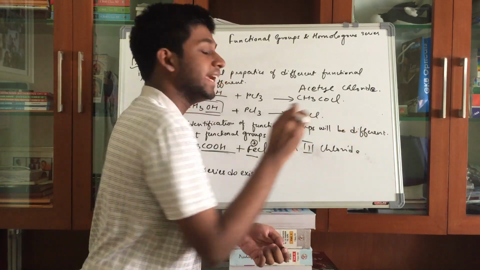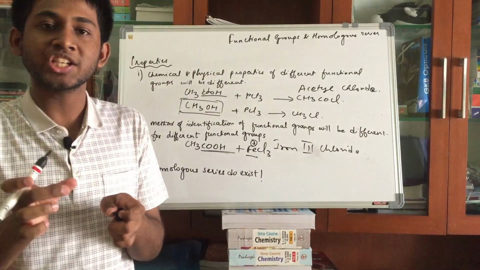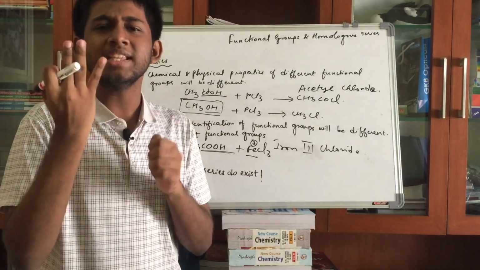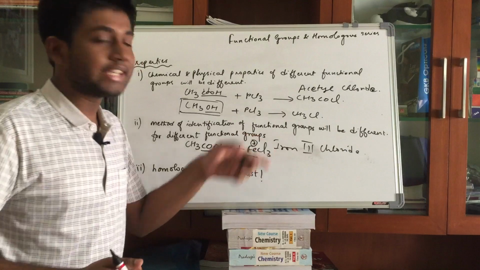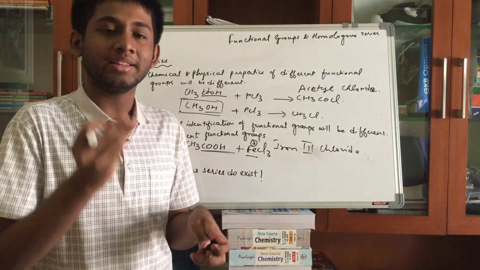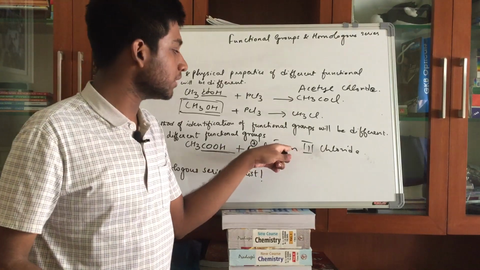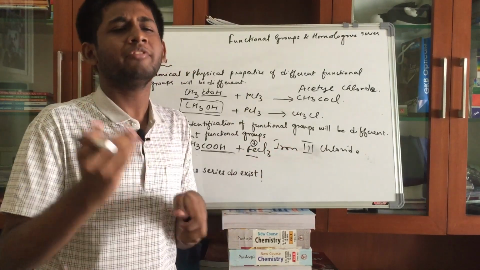Because in the end of the chapter, your textbook will actually use the word iron 3 chloride. Why is it 3? Because it's FeCl3 and the valency or the charge possessed by iron is 3. That's why you use the word iron 3 chloride or ferric chloride.